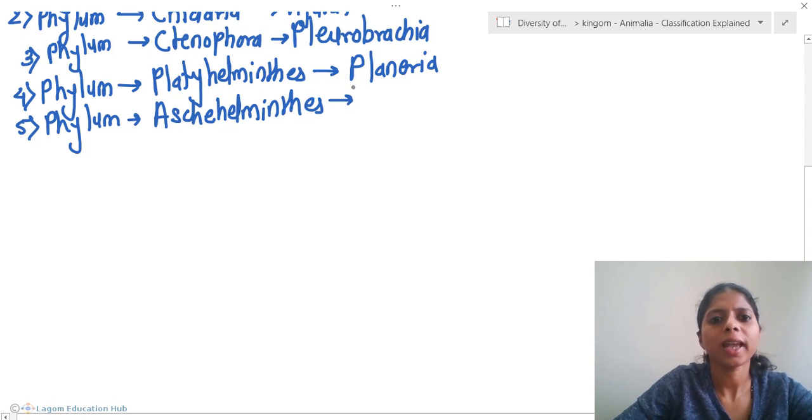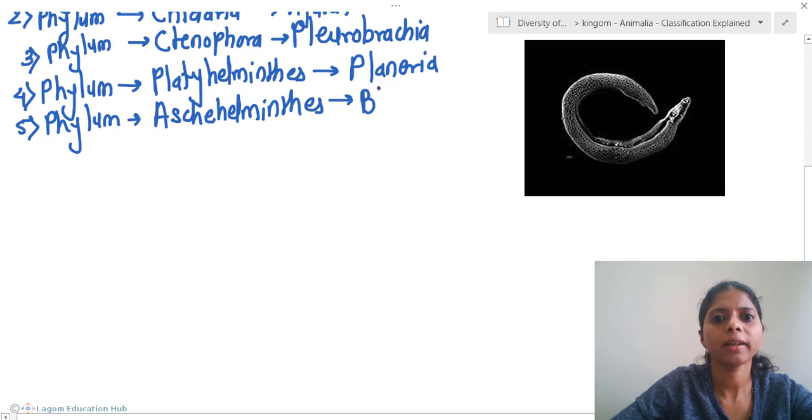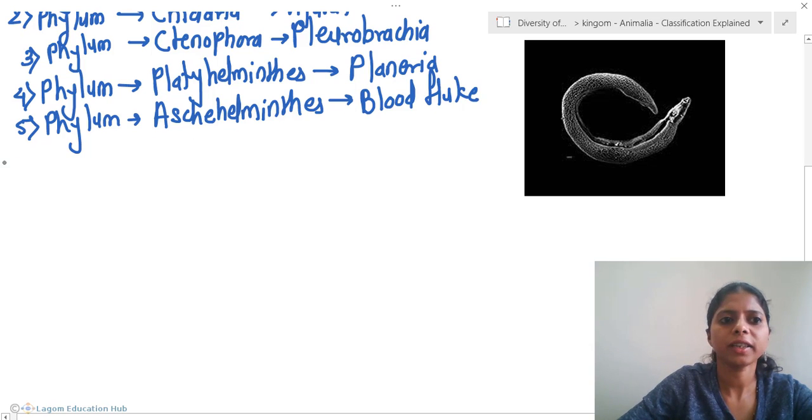It includes disease-causing animals, such as the animal which causes elephantiasis and the animals which cause different diseases, like liver fluke. Basically here we will consider an example, one animal called a blood fluke, which we are going to study in detail when we study Aschelminthes.